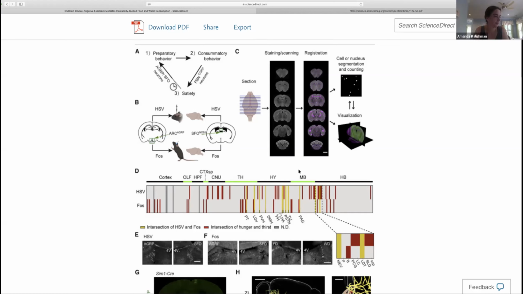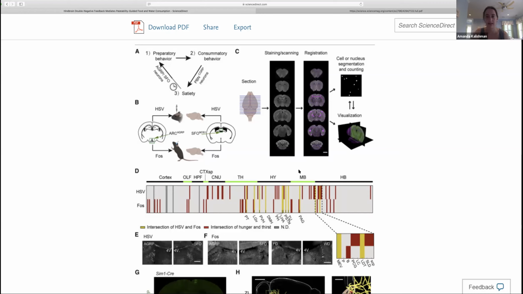Figure 1B shows the strategy they used, using brain sections downstream of AGRP and SFO, and they used Cre-HSV to identify them along with the tdTomato staining, and then they also did FOS mapping after the activation of the neurons during lack of food and water. In C, it shows that they were stained, imaged, and quantified, and sectioned. And then 1D shows the results, that there were some regions that contain an overlap of both HSV and FOS. The ones that the article highlighted were the PVH, LHA, and PVT, which they already knew were important and involved in these processes.